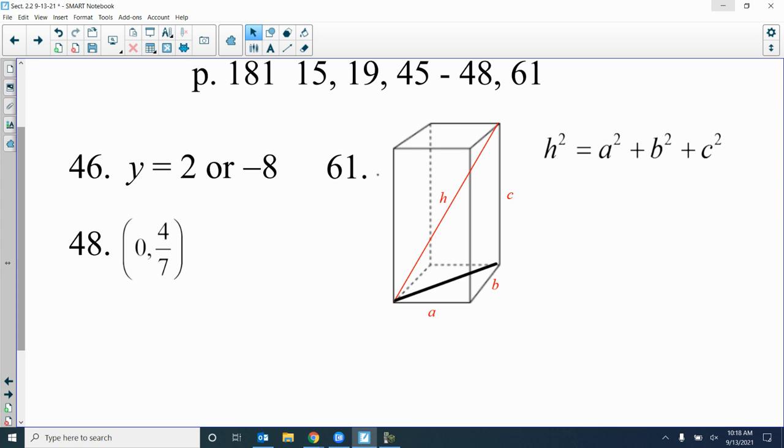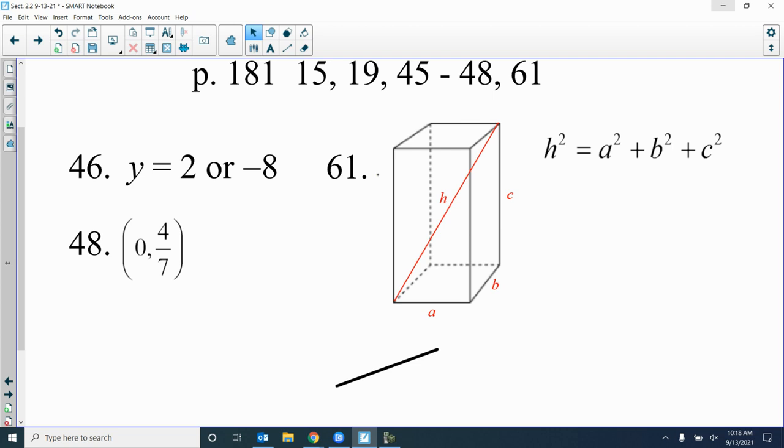All right, take a look at 61. It says, show that this is true. Show that h squared equals a squared plus b squared plus c squared. When you have something like that, one thing you cannot do is use that in your process. Okay, you cannot use that in your steps. That has to be the last step. So you can't use it and go backwards.